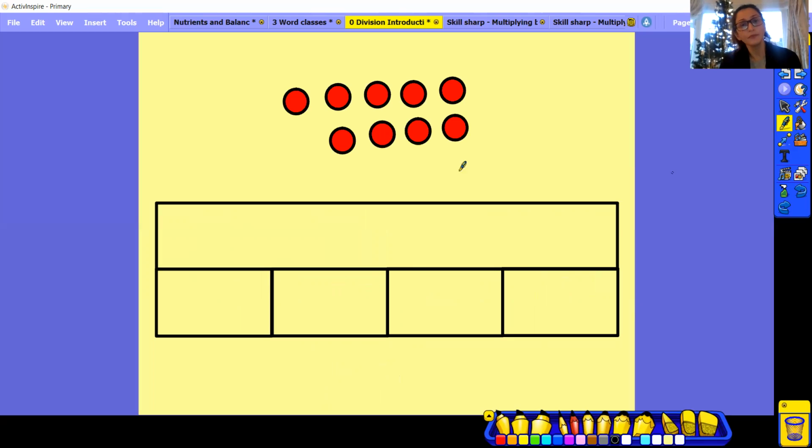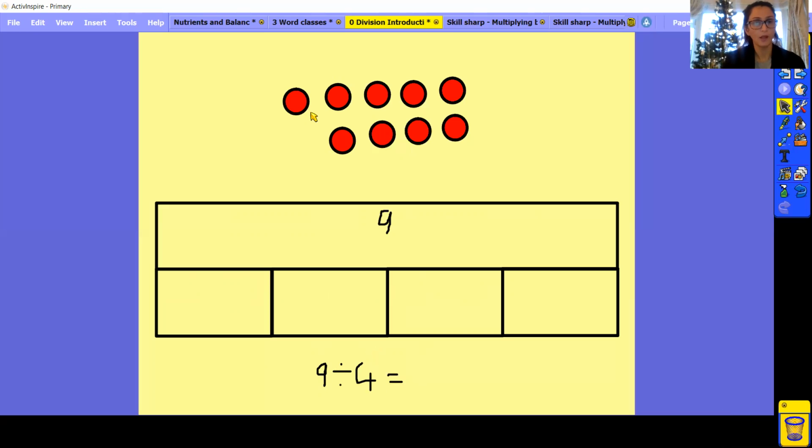Let's have a look at our whole. We've got 1, 2, 3, 4, 5, 6, 7, 8, 9. So we've got 9 as our whole. Remember, start from the biggest number. And we are sharing by and dividing by 1, 2, 3, 4.